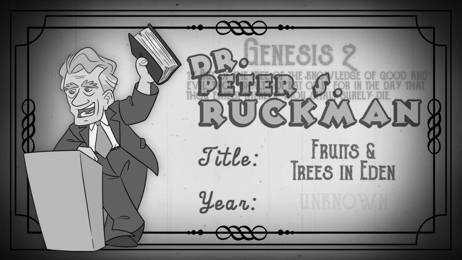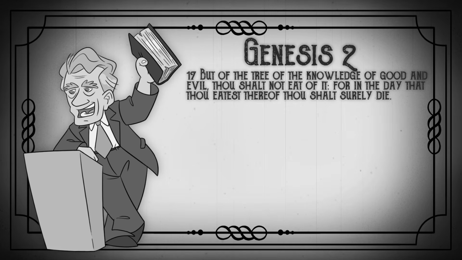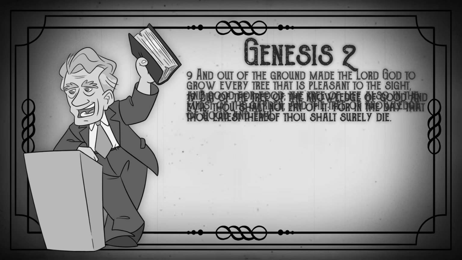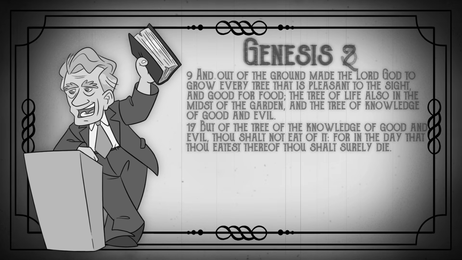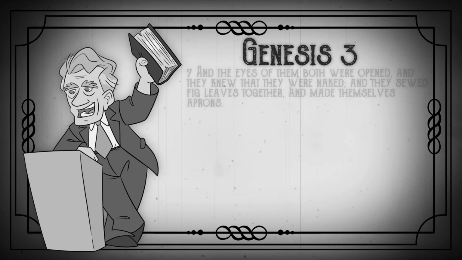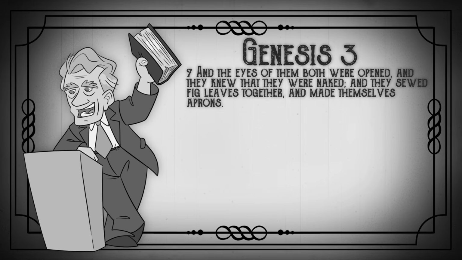Genesis chapter 2, verse 17, of the tree of the knowledge of good and evil, thou shalt not eat of it. All right, that's one tree there. Now verse 9, and out of the ground made the Lord God grow every tree that is pleasant to the sight and good for food, the tree of life also in the midst of the garden, that tree there. We also know the third tree. How do we know of the third tree? Turn to Genesis chapter 3 and look at verse 7. And notice in 3:7 they sowed what kind of leaves together? Fig leaves. We know of 3 trees there.